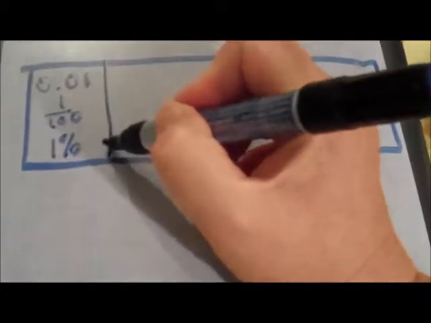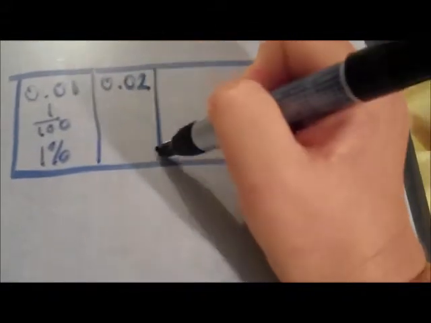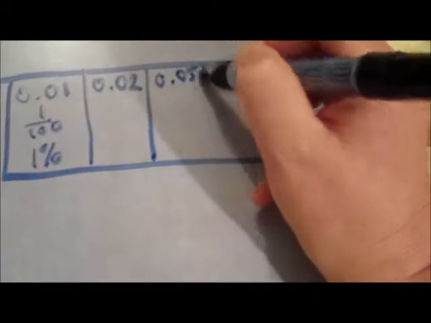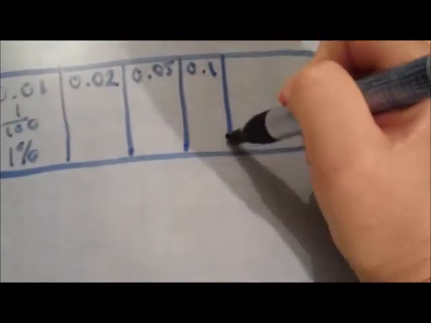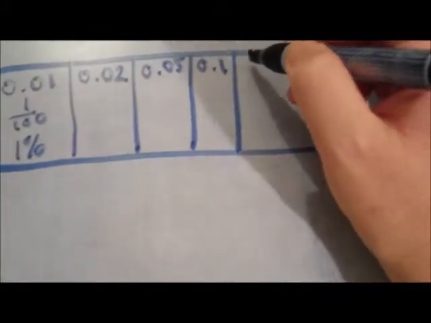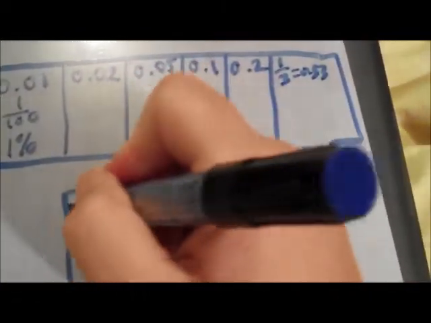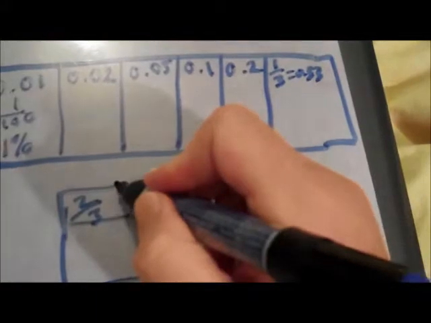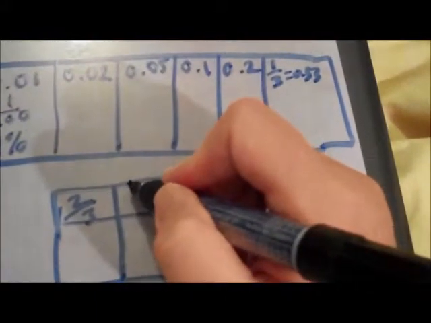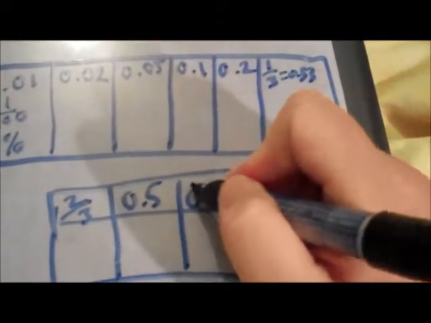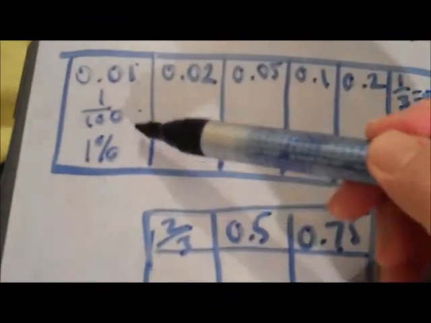So go ahead and make a table now for 2/100ths, 5/100ths, 1/10th, 2/10ths, 1/3 or 0.3, and the last ones 2/3, 1/2, and 3/4. So each one needs the number, the fraction, and the decimal.